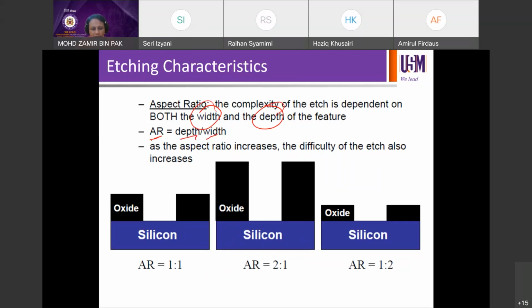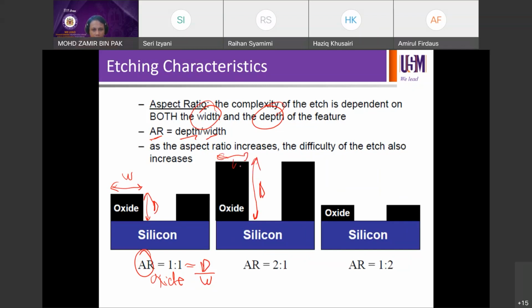Okay, for example, let's look at oxide in the three diagrams below. The first one, if you have your AR of the oxide, AR oxide is 1:1, so that means your depth over width is 1:1. Depth 1, width 1, right? So let's have a look at the depth. This is the width, this is the depth. So depth over width is 1:1. More or less. Right? On the other hand, you can also have an AR of 2:1. That means your depth is double your width.